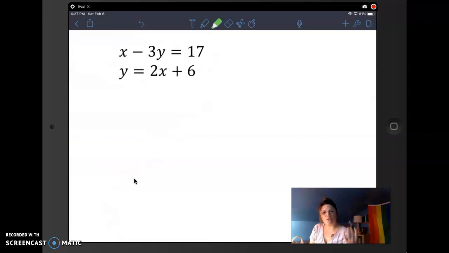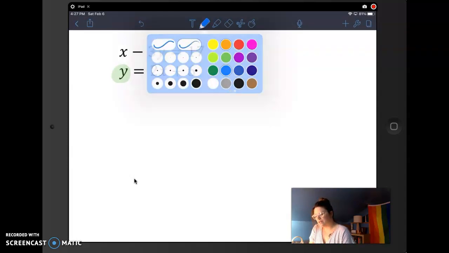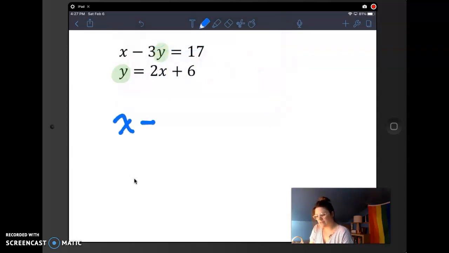First step, look for the variable that's alone on a side of an equal sign. That's going to be this y here. It's on the bottom this time. That's okay. Find that same variable, that same letter, in the other equation. Start writing that other equation out. So we have x minus 3. Stop when you get to the highlight.